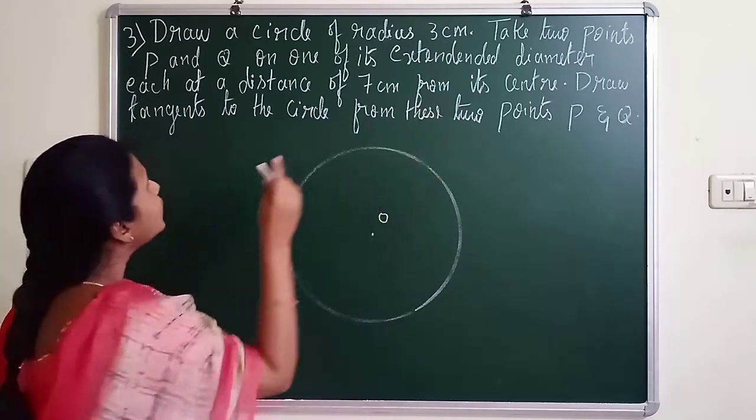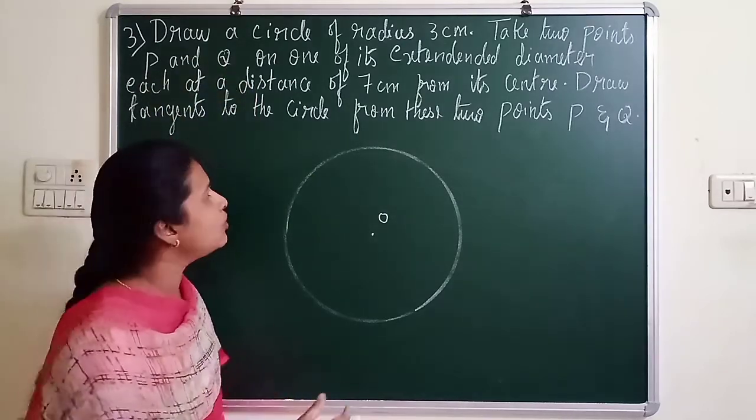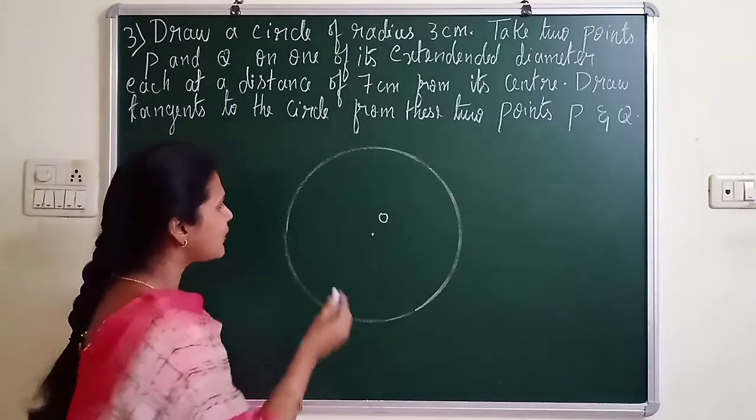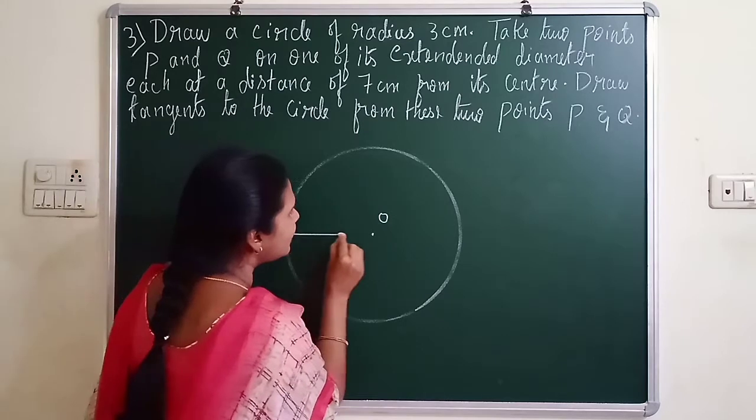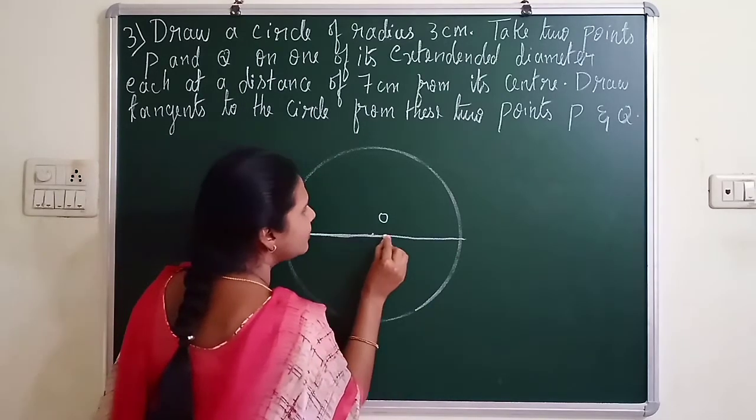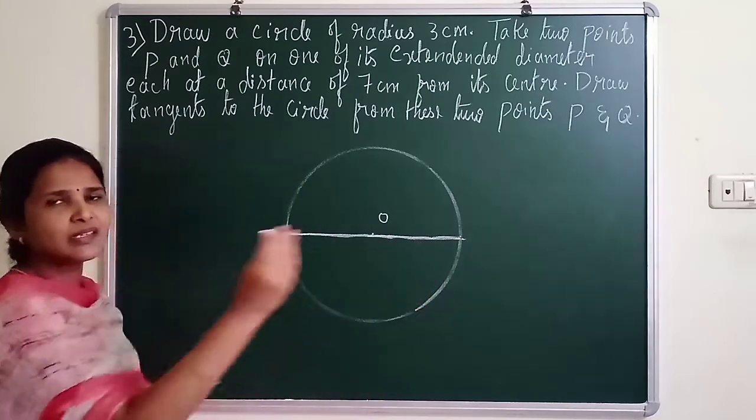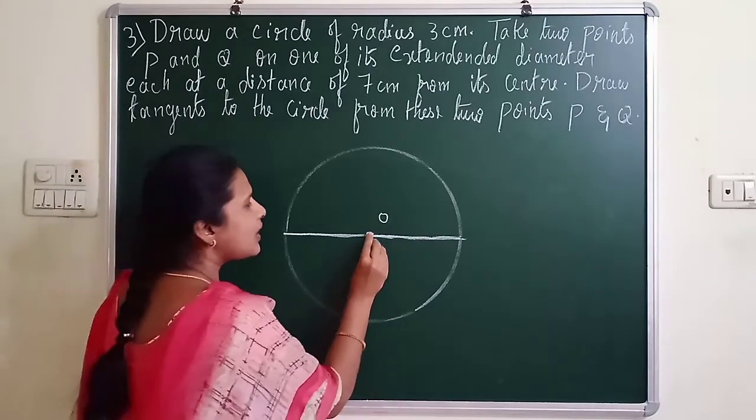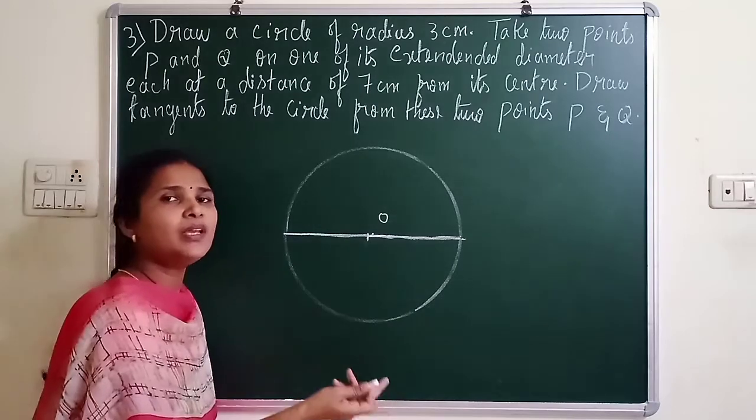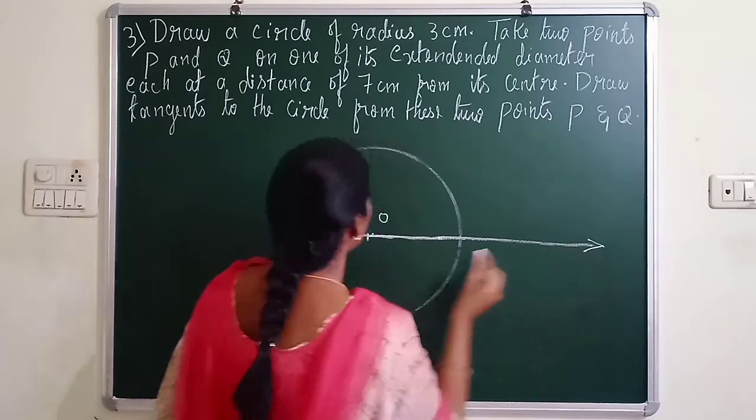Now next he has given, take 2 points P and Q. I have to take 2 points P and Q on one of its extended diameter. What is the meaning of that? First let me draw the diameter. Use a scale when you draw the diameter. So this is the diameter. Now this diameter should be extended on both sides such that the distance from the center to the points on either side should be 7 centimeters. So let me extend this diameter on both sides.